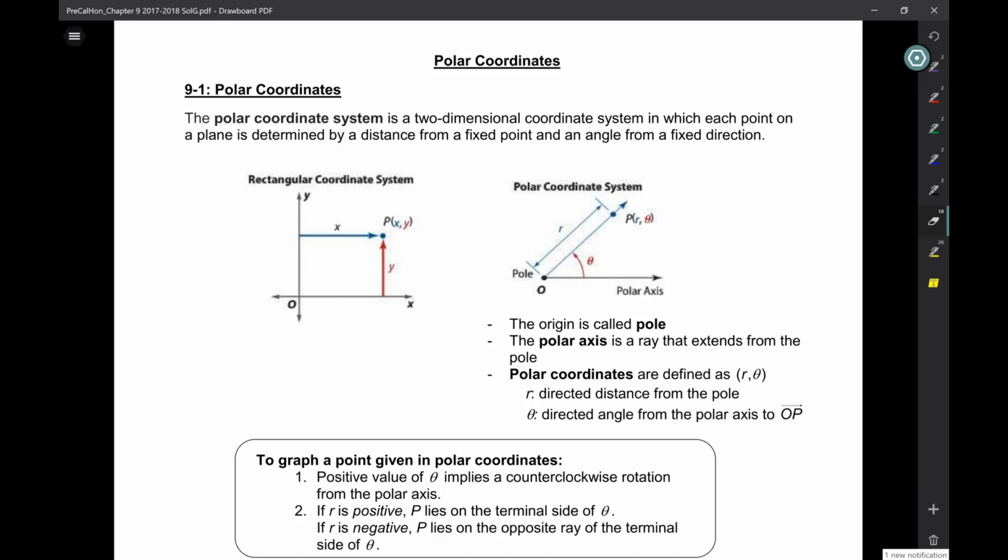Until now, we've always graphed everything on the Cartesian coordinate system, right? X-axis, y-axis. Basically, it looks like what we have over here. It's called either the rectangular coordinate system or the Cartesian coordinate system.